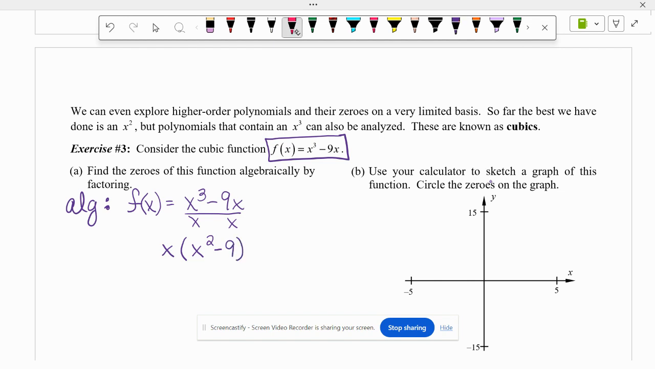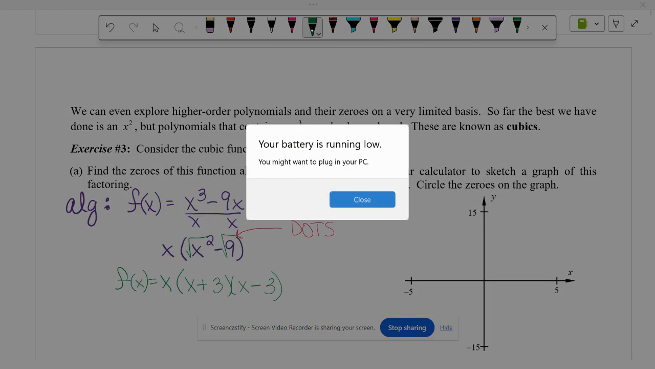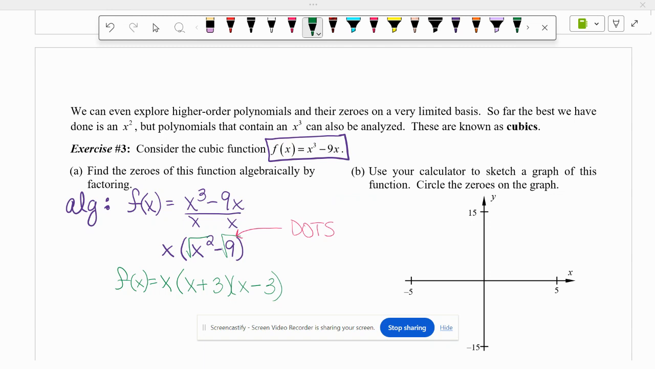minus 9. And it just so happens that x squared minus 9 is a difference of two perfect squares. So I know that the difference of two perfect squares factors out to be the square root of the first term and the square root of the second term. And both of these get joined, one with a plus and one with a minus. So this function, f of x equals x cubed minus 9x, is actually the same thing as f of x equals x times the quantity x plus 3 times the quantity x minus 3.